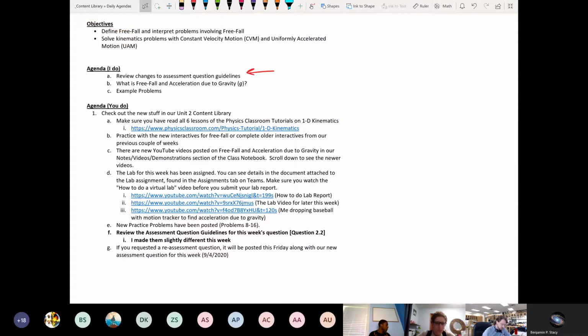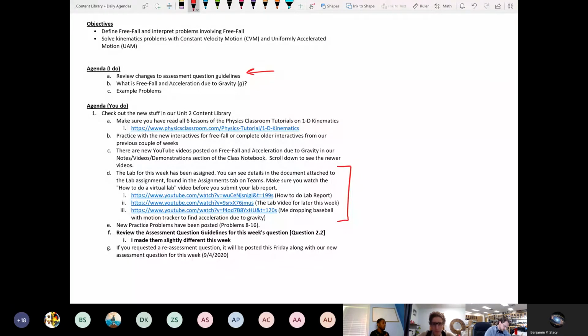New for this week, the lab report for this week has been assigned. It's due next Wednesday. This stuff down here is about the lab report, and I'll show you where you can find the details. The lab report is posted as an assignment in the assignments tab, just like an assessment question. Find the lab for this week, the Nerf Dart Launch Velocity Lab, Lab 2.1. There's an attachment on the assignment that gives you details about it, and they're the same details that are in the class notebook under the labs section, so it's in two places.